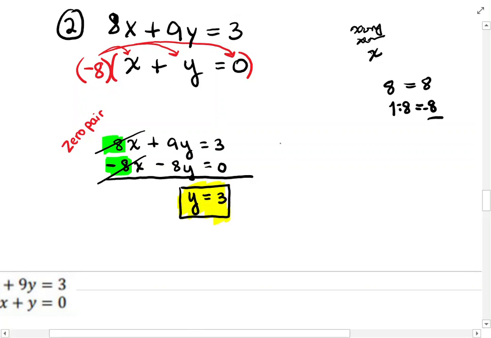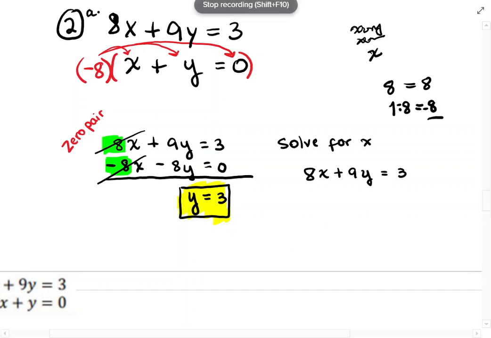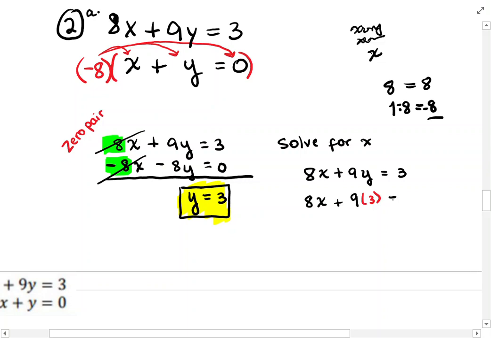Now we have y. We're going to solve for the other one, for x. So we're going to pick one of the 2 original equations, whichever one you want. It doesn't matter. So we can go with the first one. 8x plus 9y equals 3. The one that we actually know is y. Are we clear? So we're going to substitute in a 3 for that one. 8x plus 9 times 3 is going to be equal to 3. And here we go. 8x plus 27 equals 3.